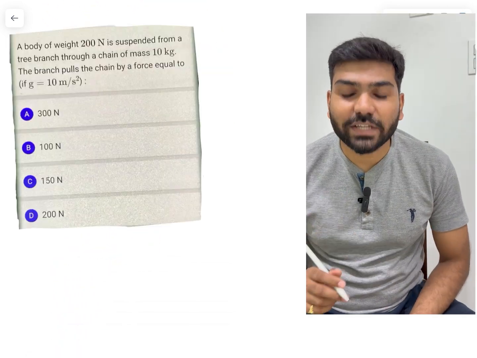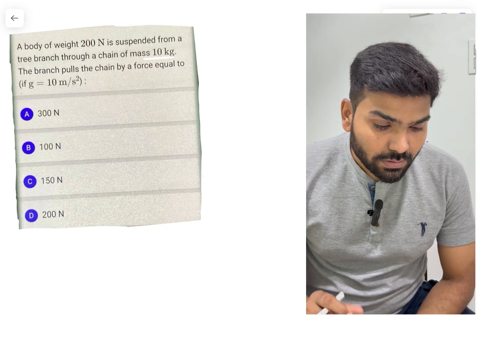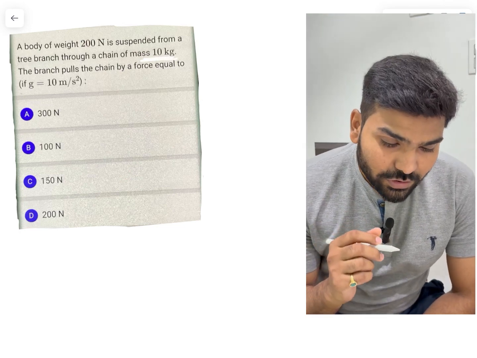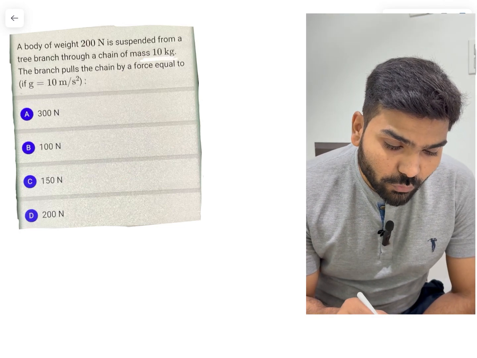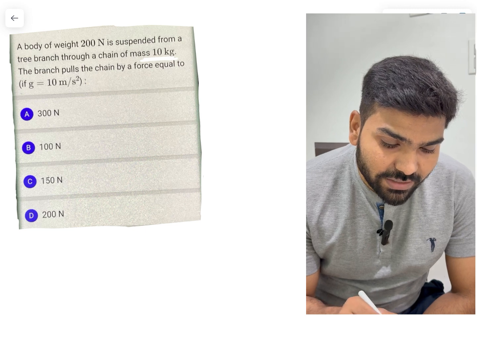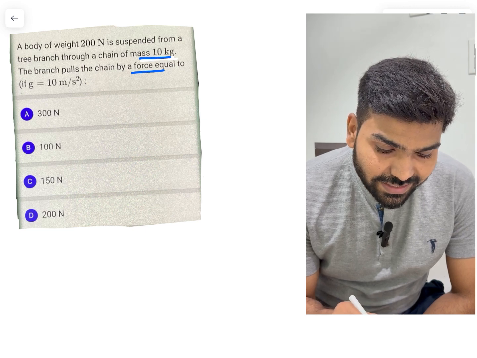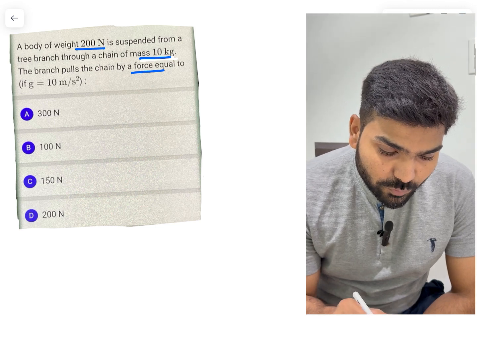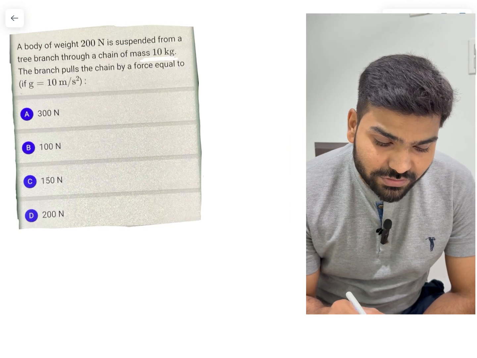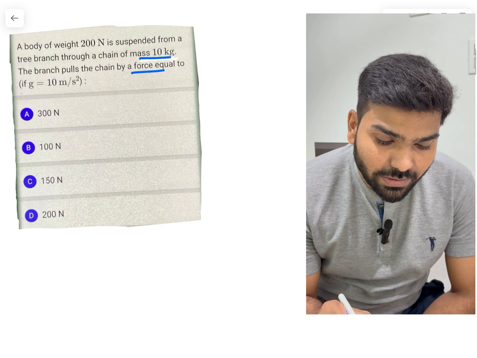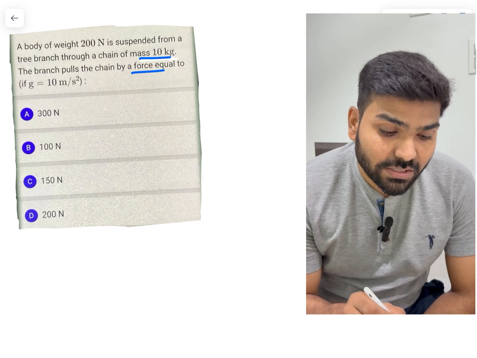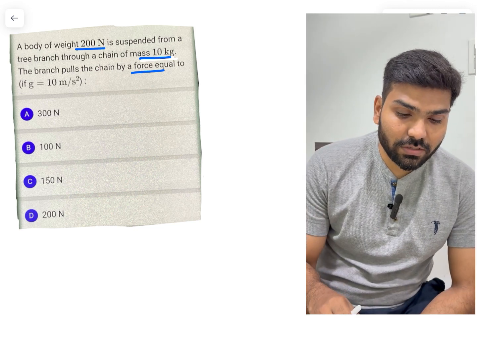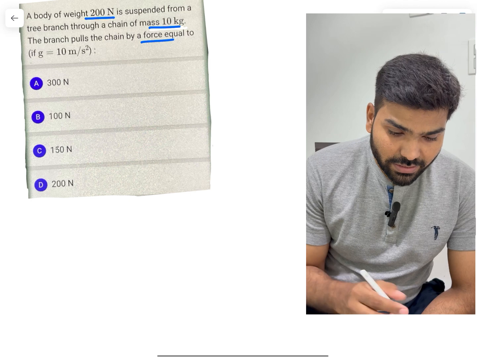So let us move to second question. Now the second question says that a body of weight 200 Newton is suspended from a tree branch through a chain of mass 10 kg, and the branch pulls the chain by a force equal to how much? So we have to find out what is the force that is on the branch, and the body of weight 200 Newton. So let us try to draw the diagram.